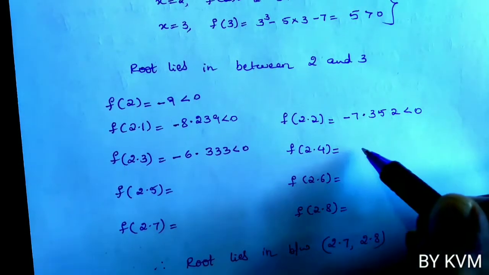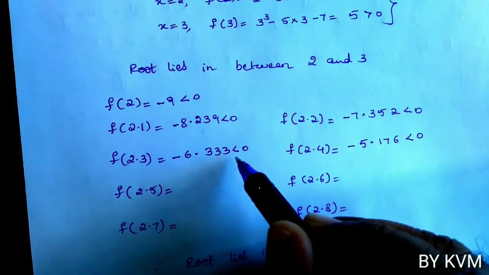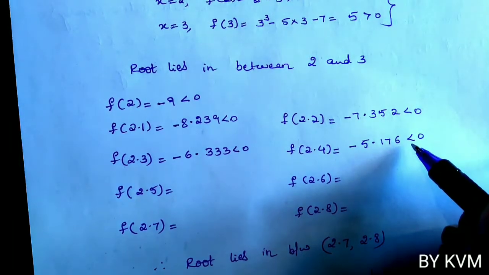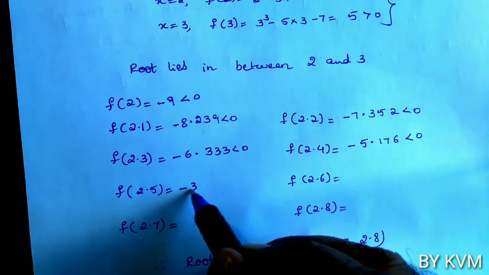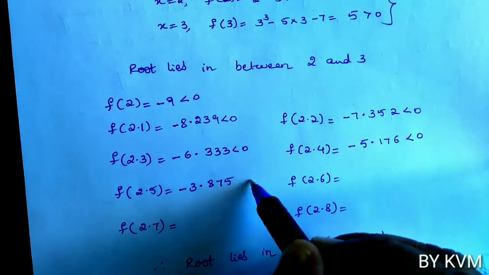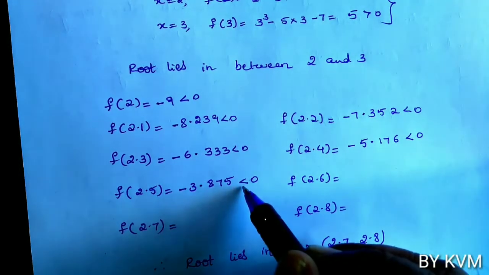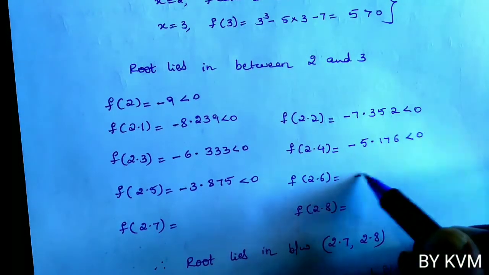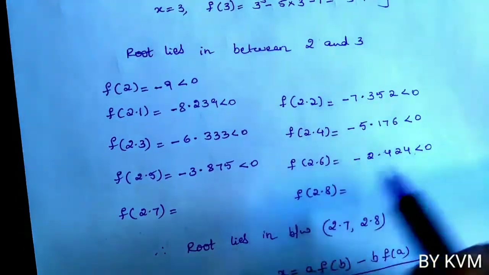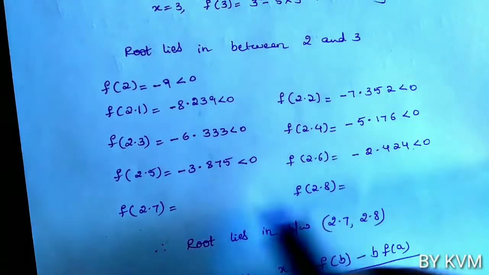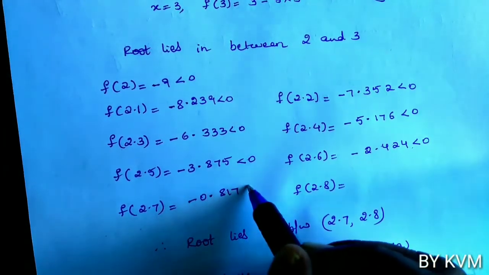Then put x = 2.4: it is -5.176, less than 0. Again the intermediate value property is not satisfied. Put x = 2.5: it is -3.875, less than 0. Then put x = 2.6: that is -2.424, again less than 0. For 2.5 and 2.6 both less than 0, again put x = 2.7: f(2.7) is -0.817, less than 0.